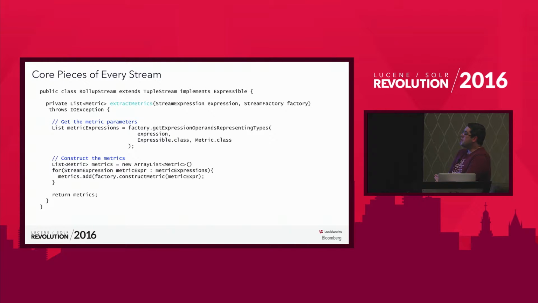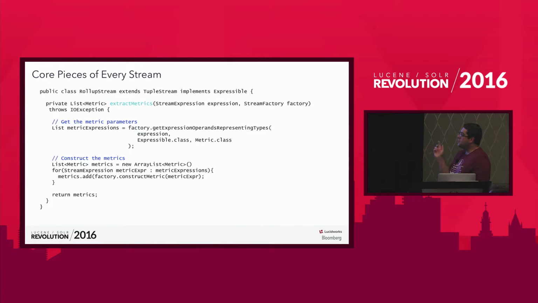Okay, so extract metrics. This is sort of going along the same path. We first want to get the parameters that represent metrics, right? So again, we're calling the get expression operands representing types. And we're looking for types expressible and metric, right? So this is only going to return the parameters that represent metrics. It's not going to return the parameter that represented a stream because we're only looking for the ones that represent metrics.